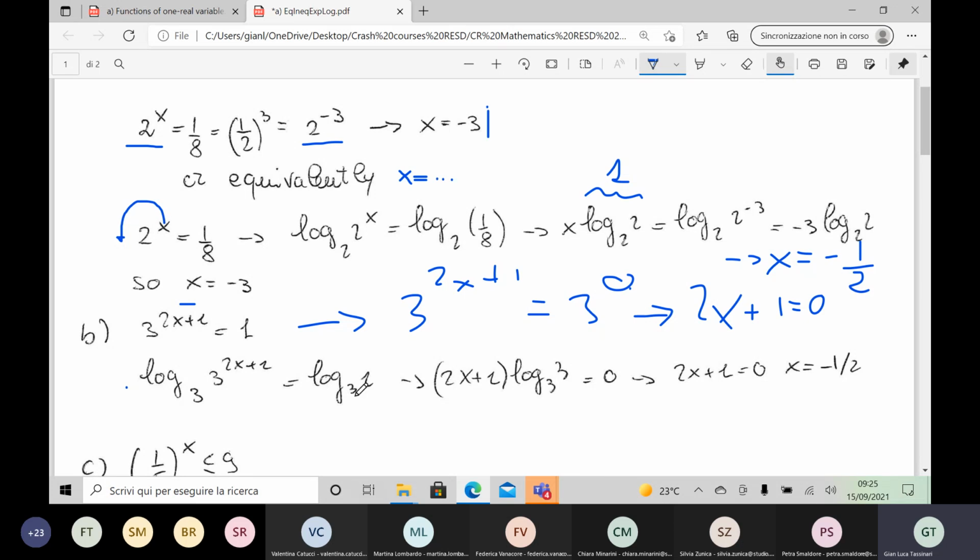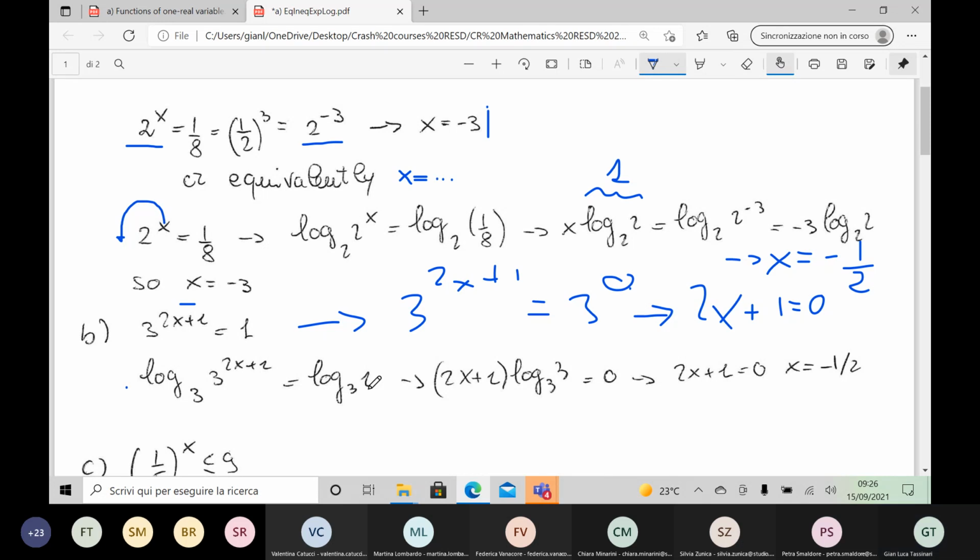Which is logarithm with basis 3 of 1? Remember, we saw it also yesterday. If you don't remember, guys, logarithm with basis a of 1 is always equal to 0. Why? We explained it yesterday. Every time you have logarithm with a given basis of 1, you have 0.